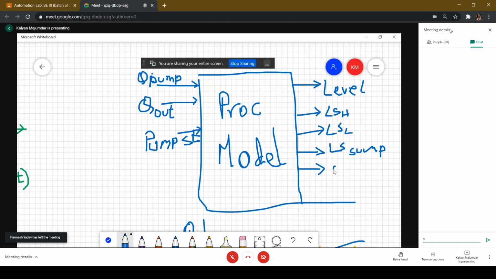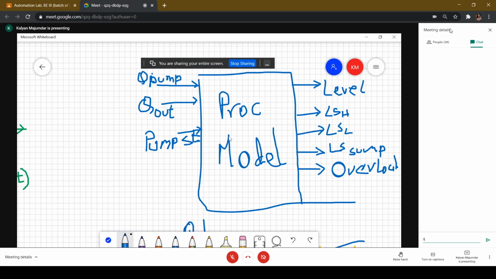What is the overload status? That's an input to your controller. Overload means pump overload. Everything that comes from the process to your controller is basically an output of the process model. Everything that comes from your controller as an input to the process is an input to this process model. So the input to your controller is level. Of course, you didn't need level. You wanted your level sensor high, level sensor low, level sensor sump status.